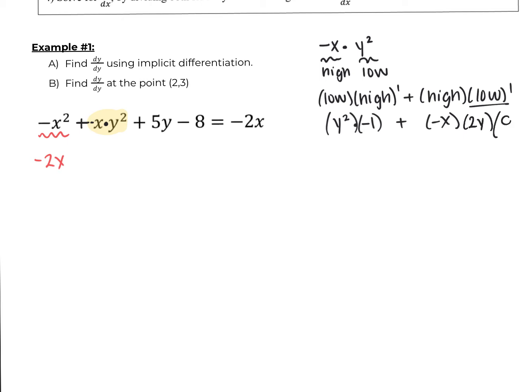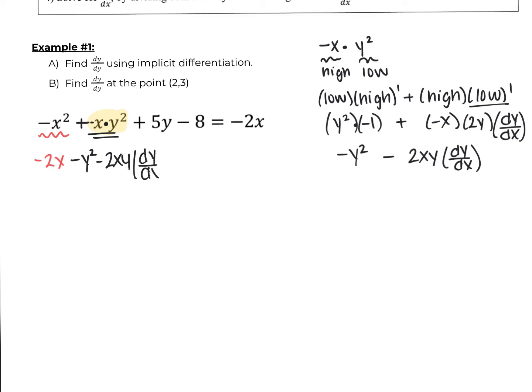But you have to remember, since I took the derivative of a y term, I need a dy over dx. So if I want to clean this up a little and simplify it, it's negative y squared minus 2xy times dy over dx. So that is what I'm going to put right in here for this piece. So minus y squared minus 2xy times dy over dx.